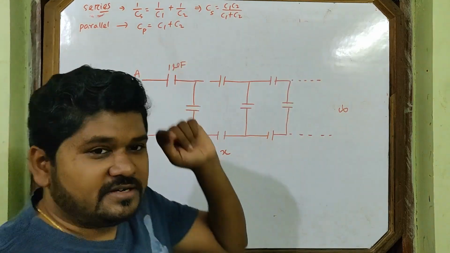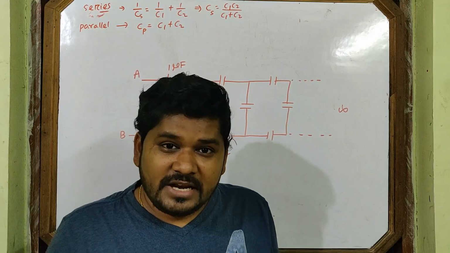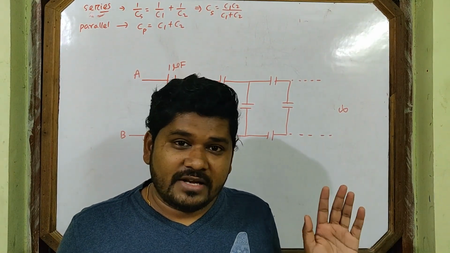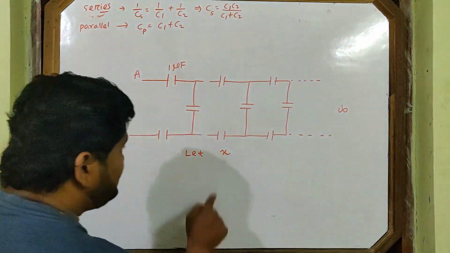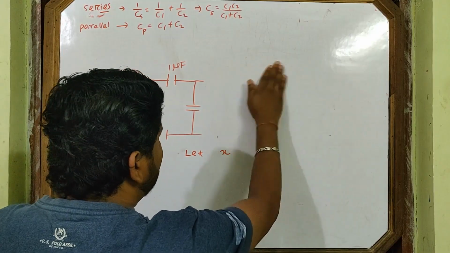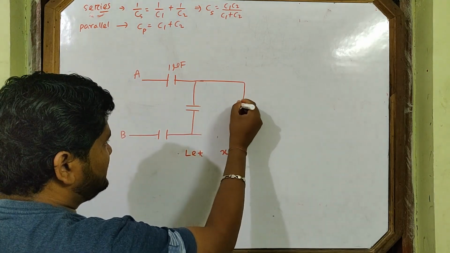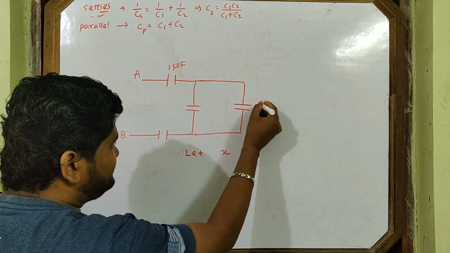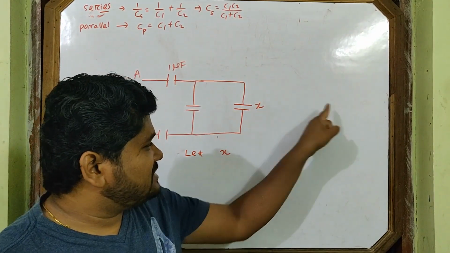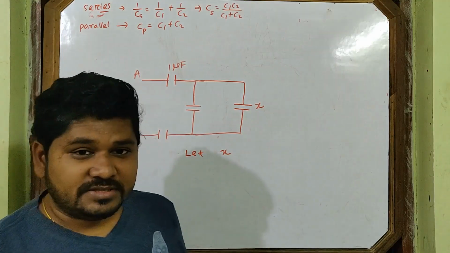How many capacitors are there? Infinite minus 3 is still infinite. Removing these 3 capacitors will not affect. Still infinite capacitors are there. If infinite capacitors are there here, what will be the effective capacitance of these infinite capacitors? What I erased, that is also X. Infinite capacitors' capacitance is X. We already know this.